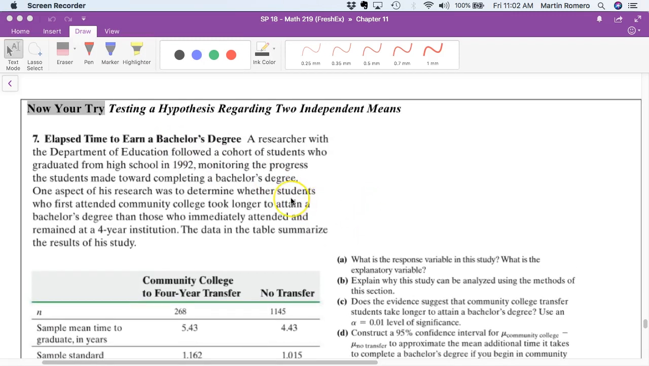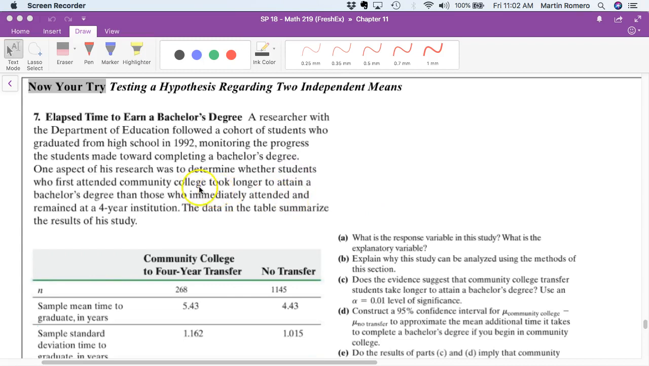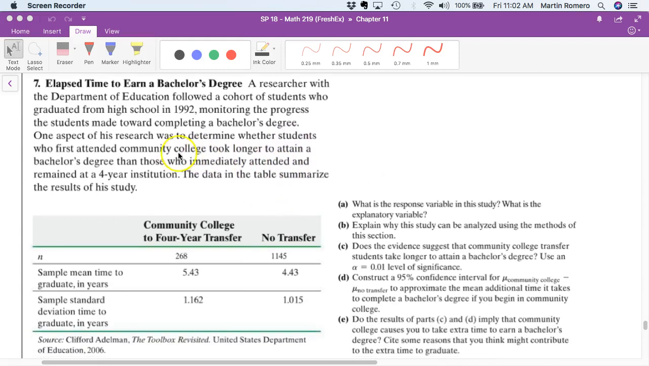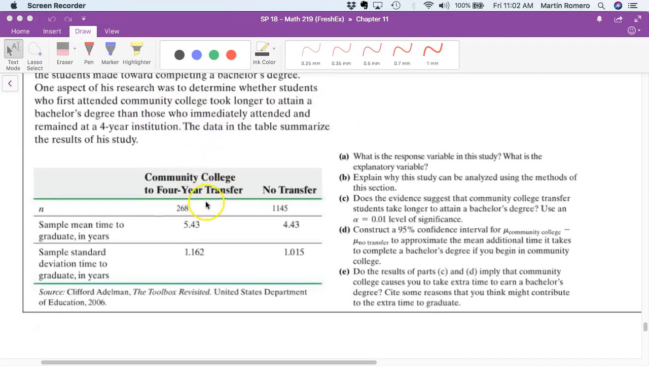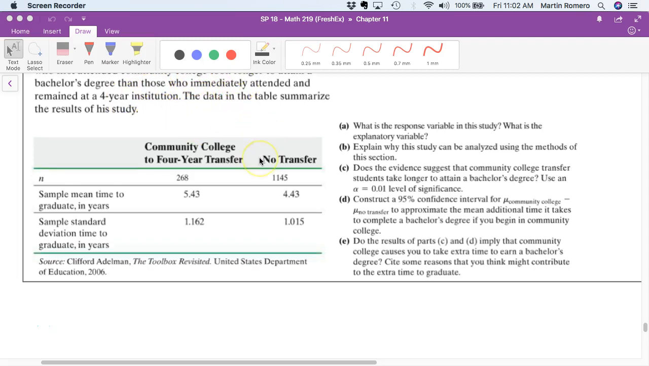Time to earn a bachelor's degree. A researcher with the Department of Education followed a cohort of students from 1992, monitoring the progress the students made toward completing a bachelor's degree. One aspect of the research was to determine whether students who first attended community college took longer to get a bachelor's degree than those who went to the four-year institution immediately.